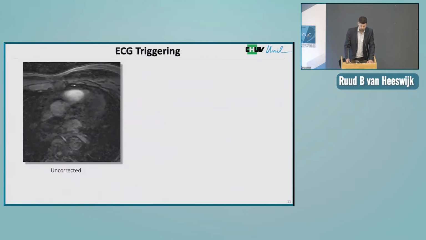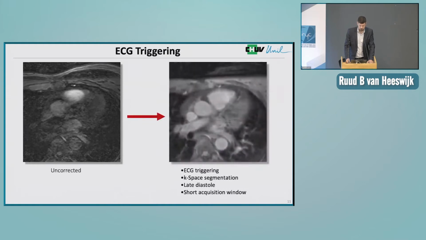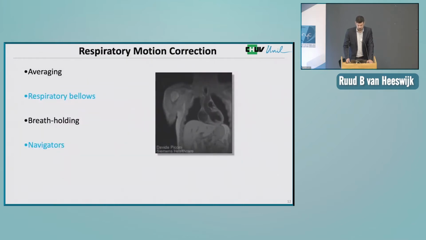Now, if we just use ECG and let the person breathe freely, we already go from this uncorrected image to this. So just ECG-based segmentation, you still see some artifacts, and the coronaries are not very clear yet, but you get quite a big improvement. So this is really the workhorse of motion correction, essentially, in cardiac imaging. It's ECG triggering.